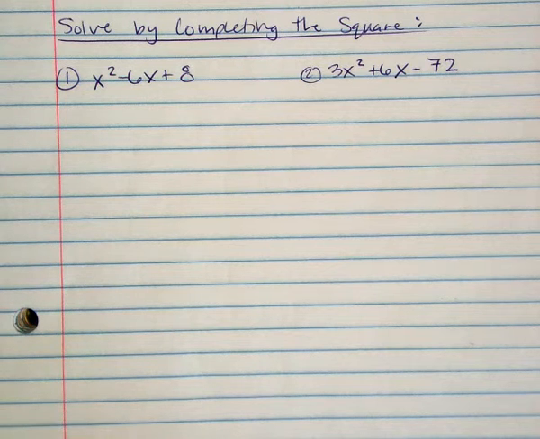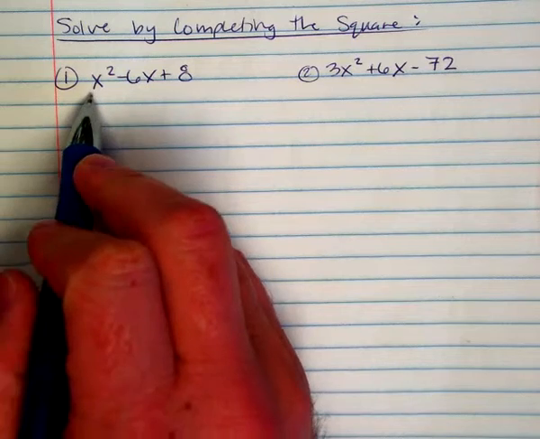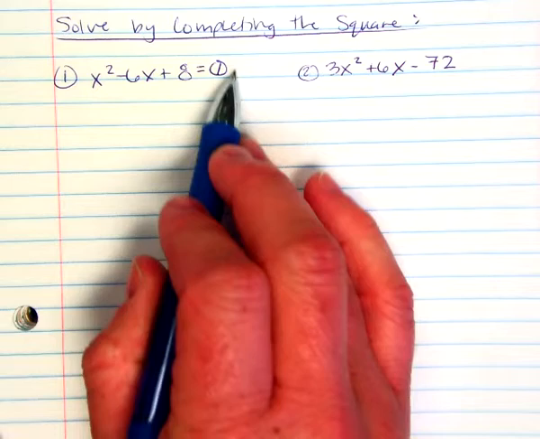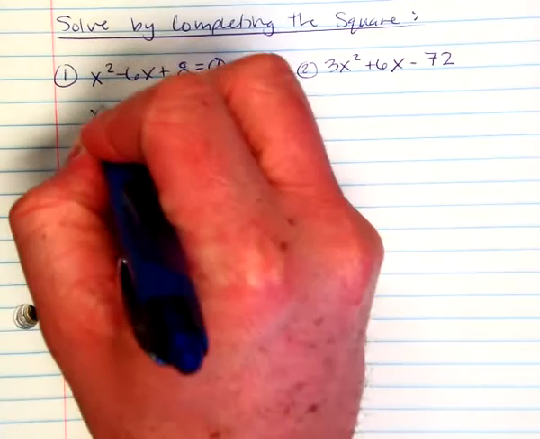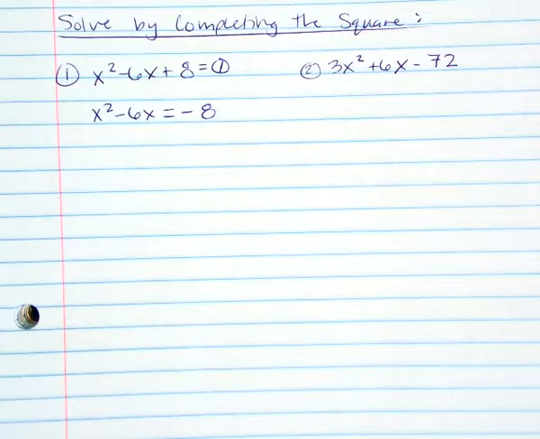So for the first one, let's follow the same steps that were in the notes we had from yesterday, that note sheet that I gave you. First, I need to make sure that a is 1. It is. I also need to make sure it can't equal 0. I need to move the 8 over. So this is going to become x squared minus 6x equals negative 8.